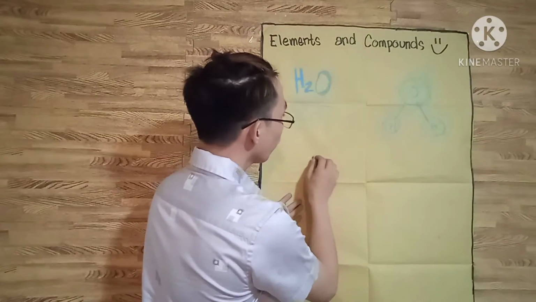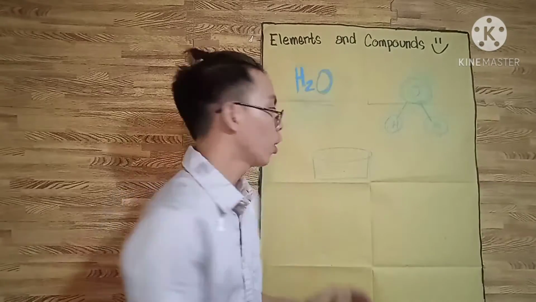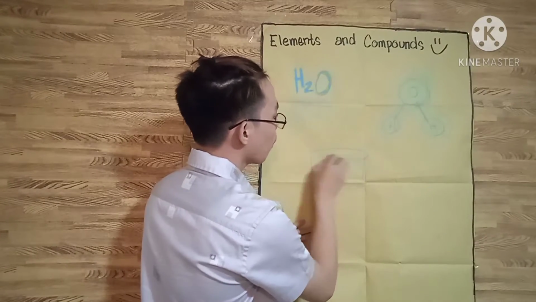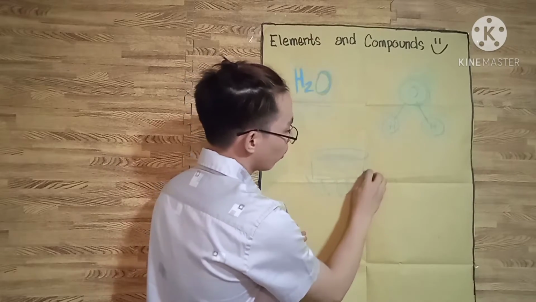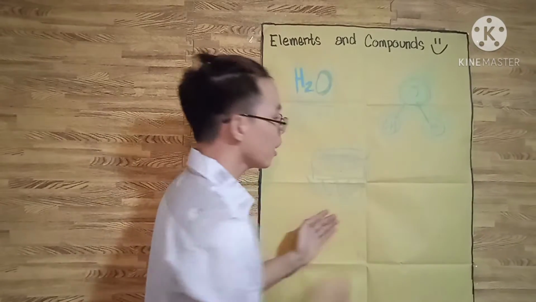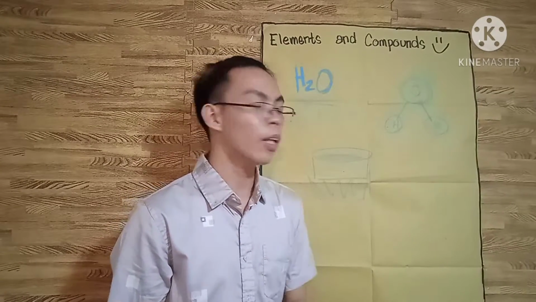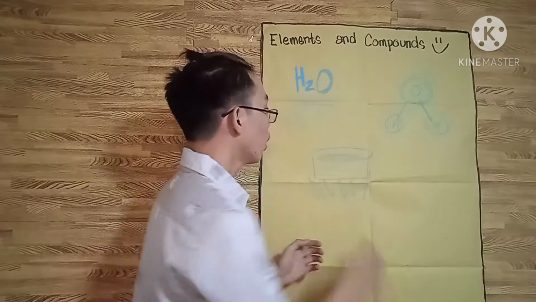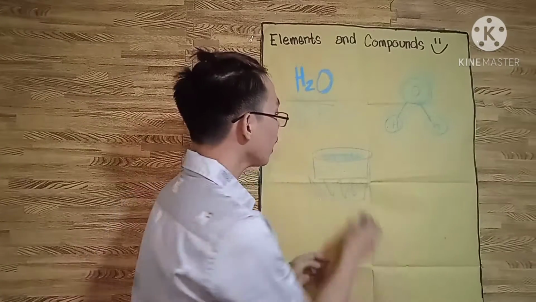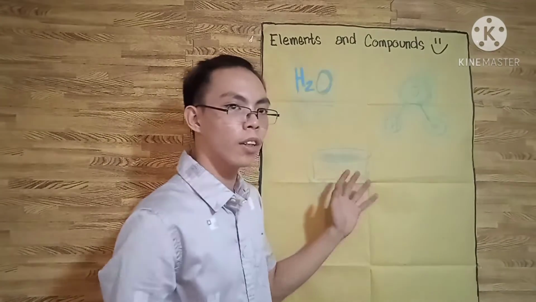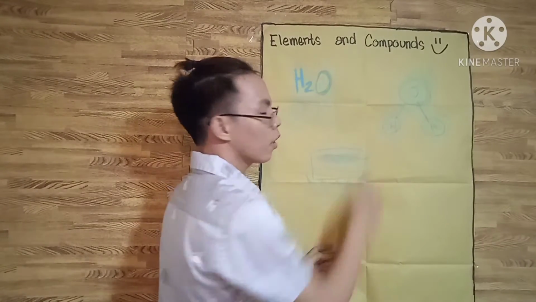Now, if the water undergoes what we call a chemical reaction, for example, there is water in a pan and we apply heat or fire, the tendency of the water, if it reaches 100 degrees Celsius, because that is the boiling point of water, is that it will boil and evaporation will take place. Meaning the elements in this water, hydrogen and oxygen, will separate from each other.